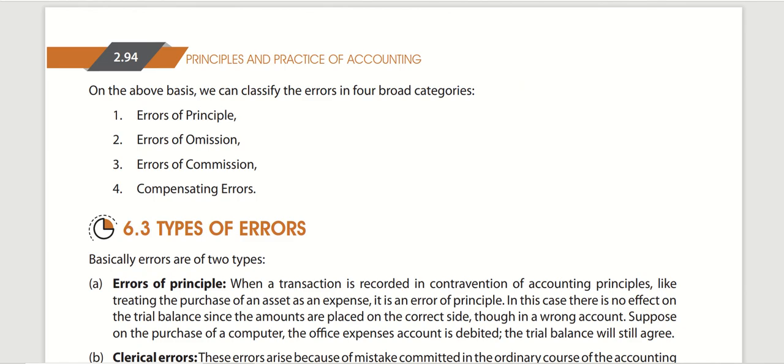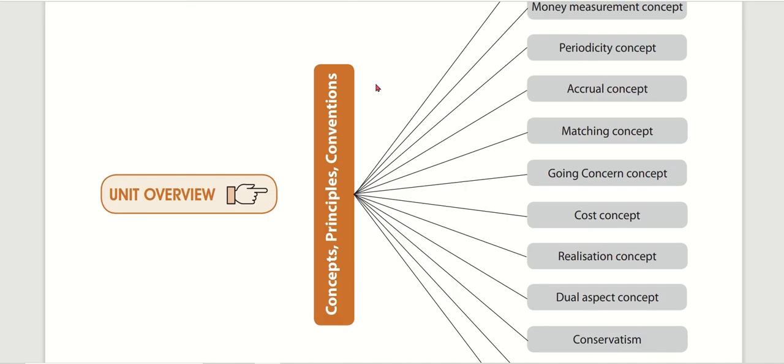Okay, as I said at the start, the objective of this session was supposed to be kept very brief, only because I wanted to clarify errors of principle, because many a time students find it difficult to differentiate and understand what exactly an error of principle is.